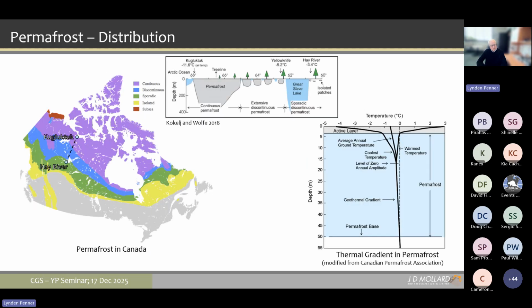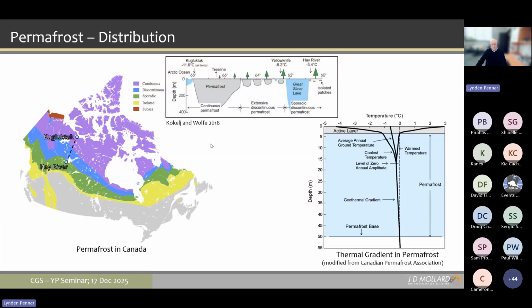In terms of distribution, Natural Resources Canada has published a permafrost in Canada map, and it looks like this. So the gray area is the non-permafrost zone. The yellow, which is isolated, less than 10% of the area is frozen. Sporadic, 10 to 50%. Discontinuous, greater than 50%, and then continuous is, of course, 100%.